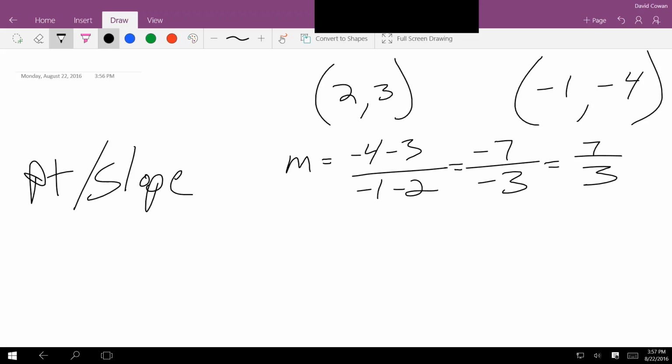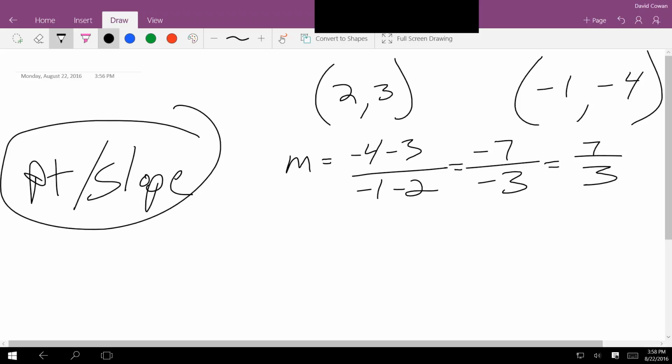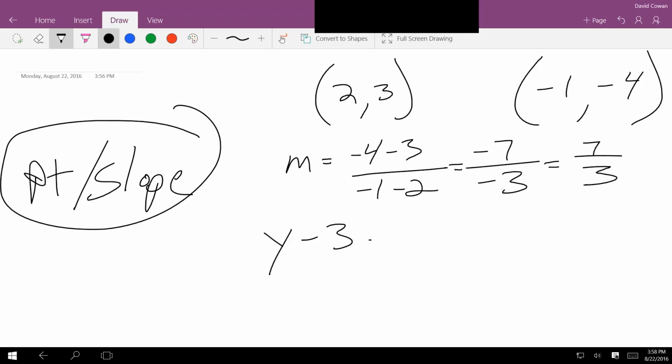Now, what's the point slope format for these 2 points? Remember that any 2 points can only define a line. They're not 2 lines or 3 lines, but 1 line and 1 line only. So whenever you have 2 points, you have a line. So what's the equation of the line in point slope format? So you could have y minus 3 equals 7 over 3 times x minus 2. Perfect. That's the answer.